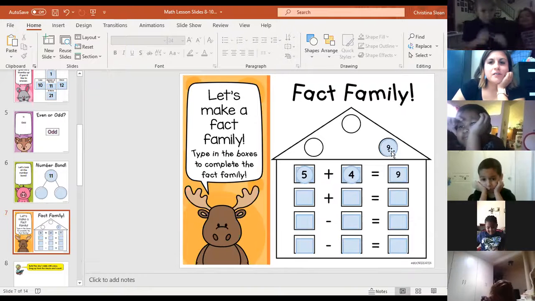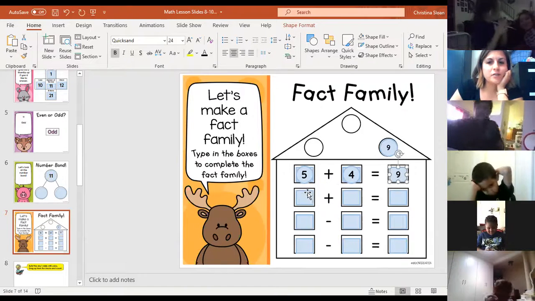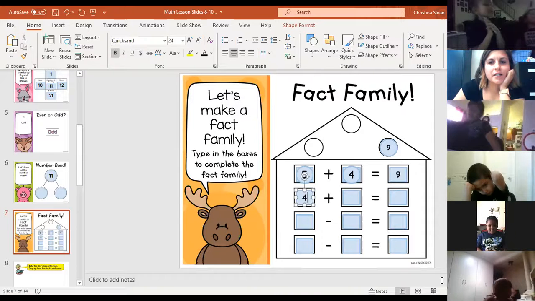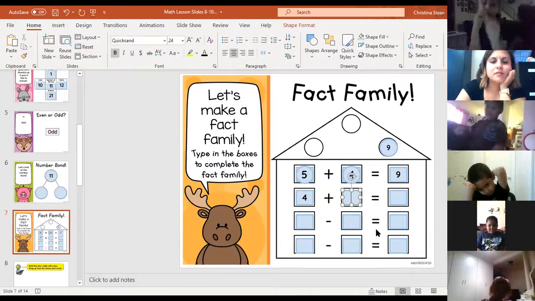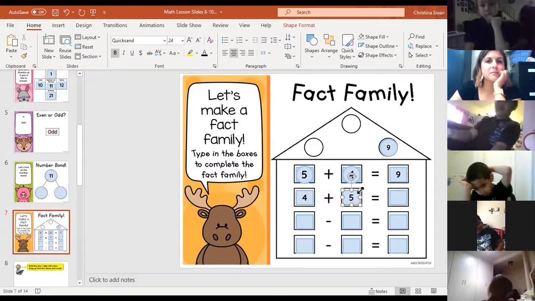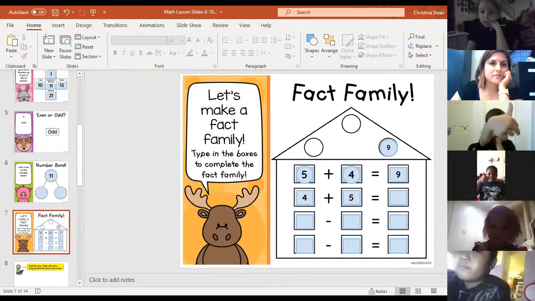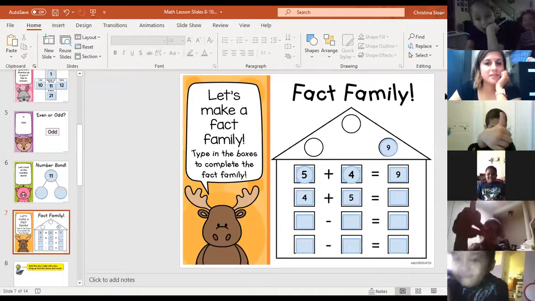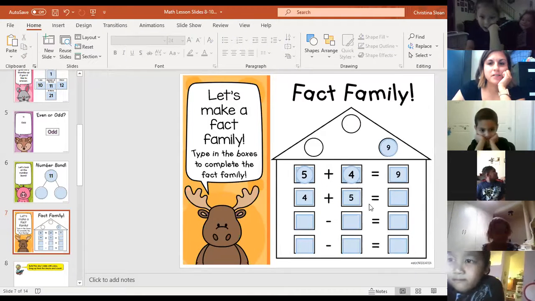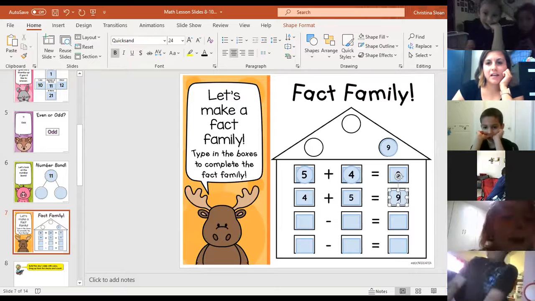So 5 plus 4 equals 9. Well, what if we do 4 plus 5? So what if we change the order? Give me a thumbs up if you think that still will equal 9. Yeah? Nice job. So it's the same. It doesn't matter if the 5 comes first or second. When we add those two together, we still get 9.